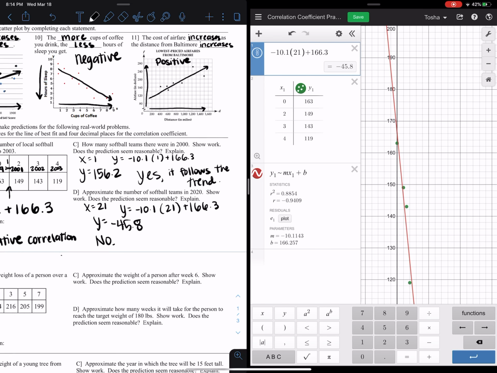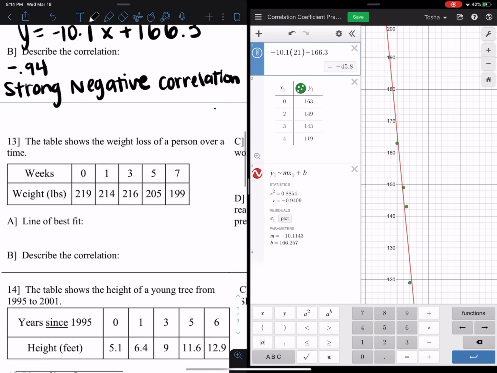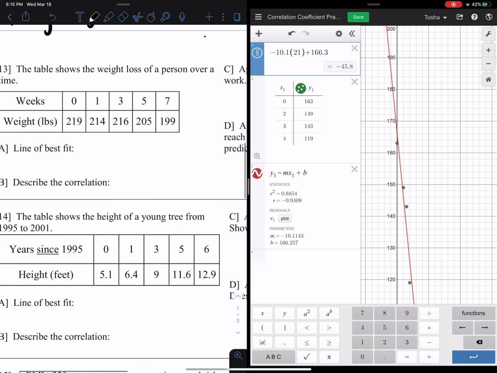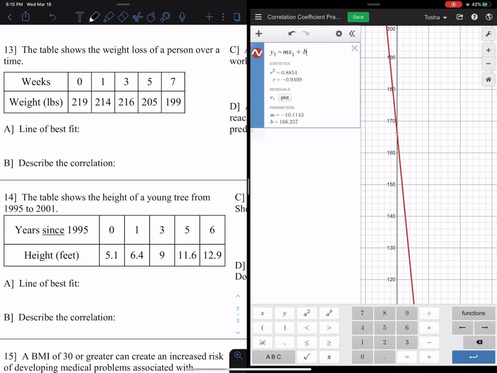Okay, we're going to do one more example on the back, number 13. This table shows the weight loss of a person over time. So this shows how many weeks since they started trying to lose weight and what their weight is as it fluctuates. So I'm going to go on here and delete all this stuff on Desmos because we don't need it.